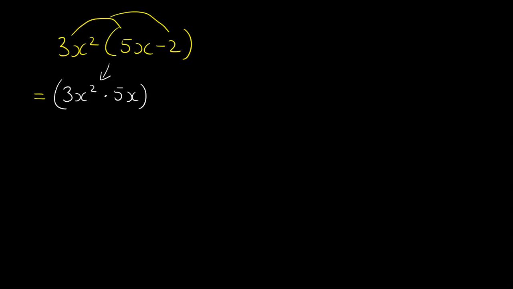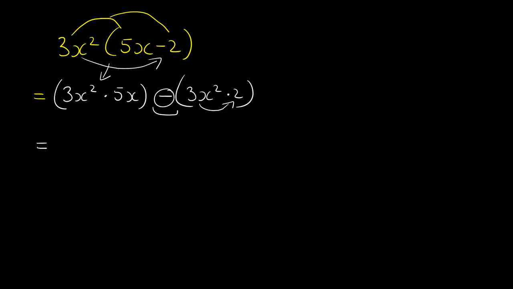And the next one is 3x squared will be multiplied with negative 2. So minus 3x squared times 2. So I did not write a negative sign over here. I put it right over here because we know that the multiplication of these two terms will be negative. That's why I wrote it outside.